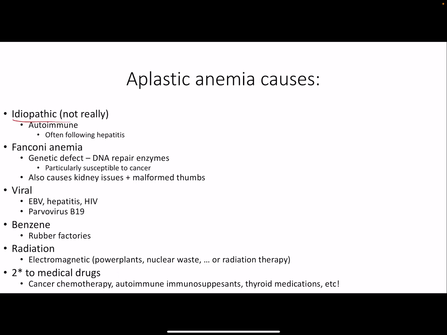They used to call it idiopathic, but now they actually think that it might be an autoimmune T-cell response, often following hepatitis. It could be genetic, so Fanconi's syndrome is something you'll see a lot in the renal section. It has to do with kidneys. People have malformed thumbs, which is something to look out for, but you have defective DNA repair enzymes. So this could lead to cancer as well, but in this case, we'll just say that defective bone marrow causes aplastic anemia. Different viruses: Epstein-Barr virus, hepatitis, HIV, parvovirus B19, which we'll come to. Benzene, I think shoe factories, rubber factories.